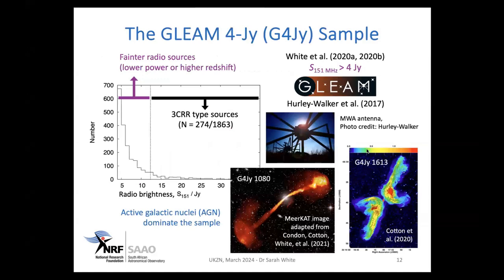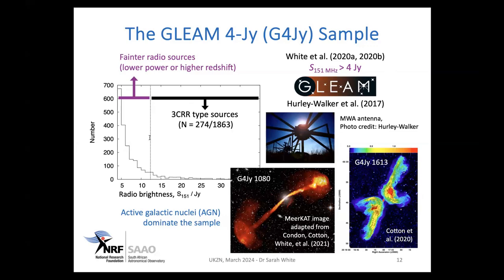So, having established why the low radio frequencies are so important for our sample construction, the GLEAM-Jy sample is a compilation of nearly 2,000 of the brightest radio sources across the southern sky. This is, as mentioned, thanks to a survey called GLEAM, conducted with the Murchison Widefield Array. And here we have a histogram of the radio brightness of these sources.